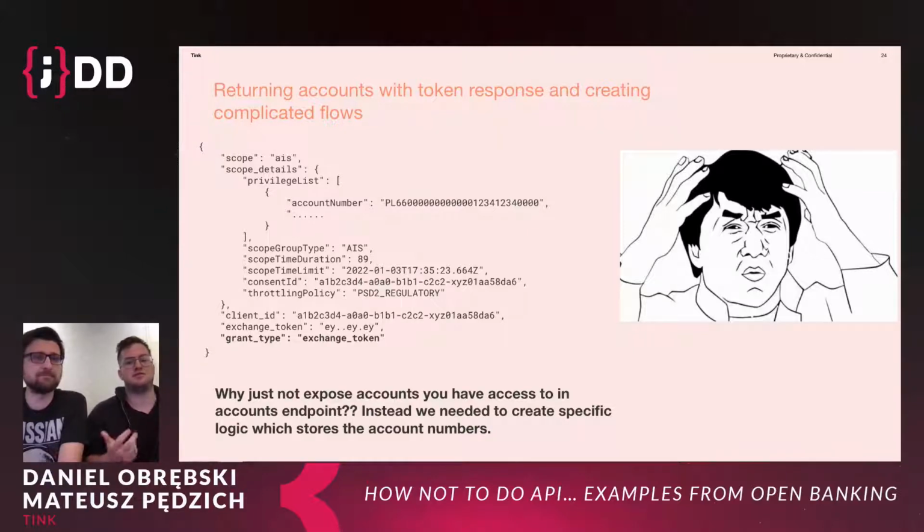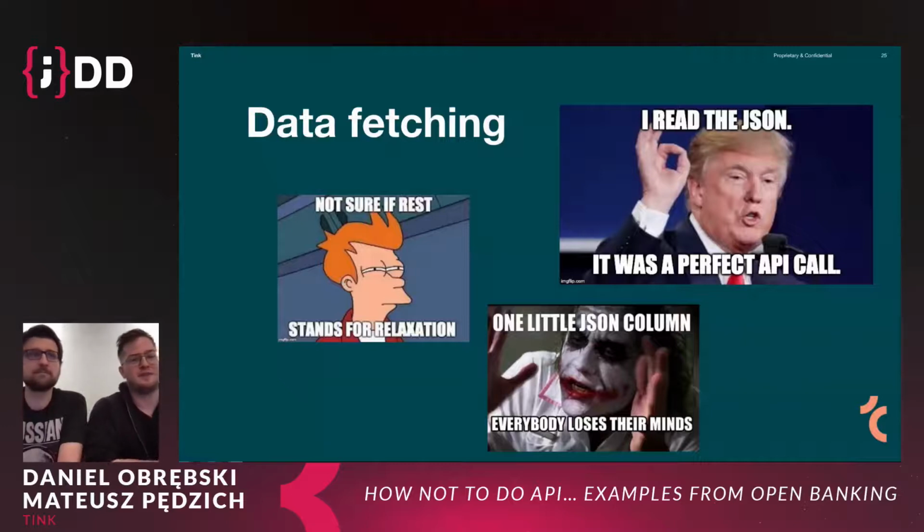Also, as I mentioned, do not reinvent the wheel. Do not extend standards, because you may notice that you have grant type exchange token and it messes with the OAuth2 standard. So do not reinvent the wheel. So next step, we authenticated. We can get the data.